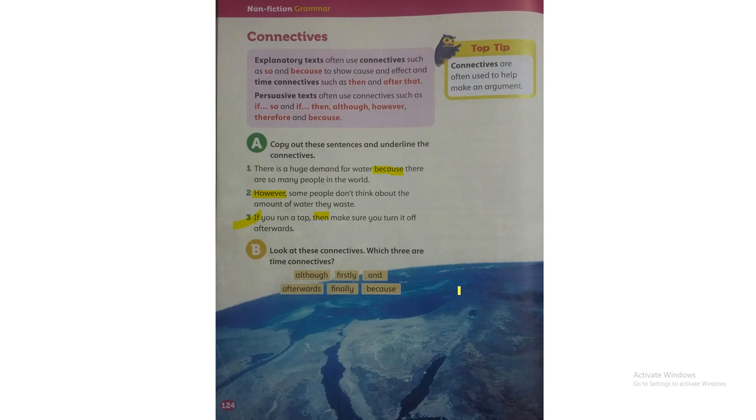Let's move to exercise B. Look at these connectives. Which three are time connectives? Can you remember the time connective that we mentioned before? So where are the time connectives that we have here? We have although, firstly, afterwards, finally, and because. Of course, the time connectives are firstly, afterwards, and finally. They are very easy.